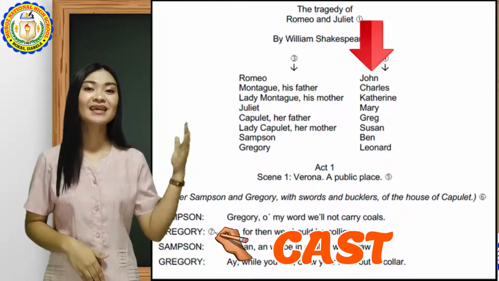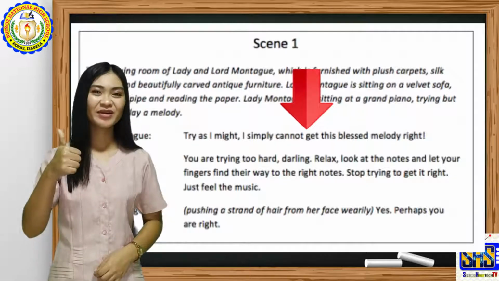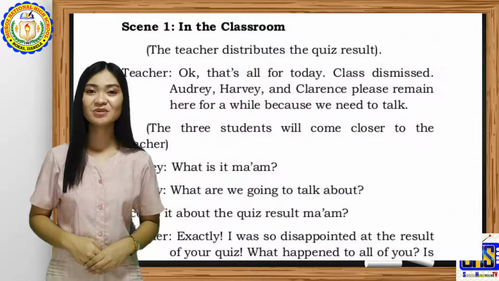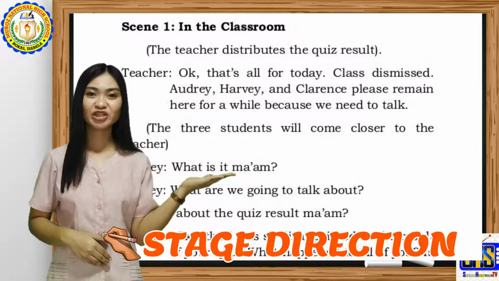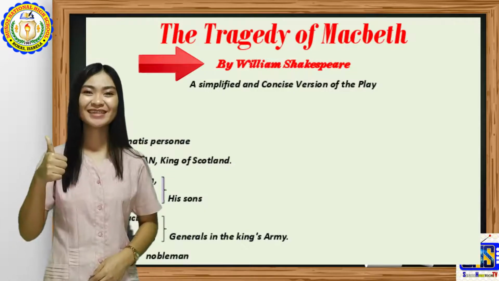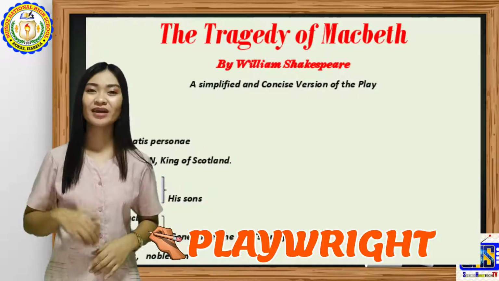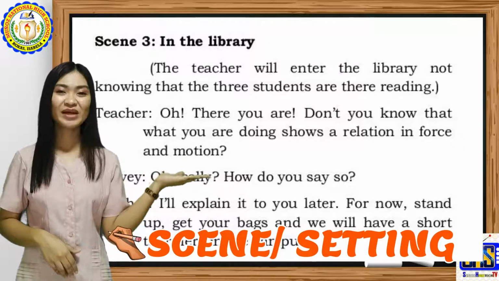That's right. It's the cast. How about the next one? Very good. It's dialogue. How about the next one? Excellent. It's the stage directions. How about the next one? That's right. It's the playwright. How about this one? Great job! It's the scene or setting.